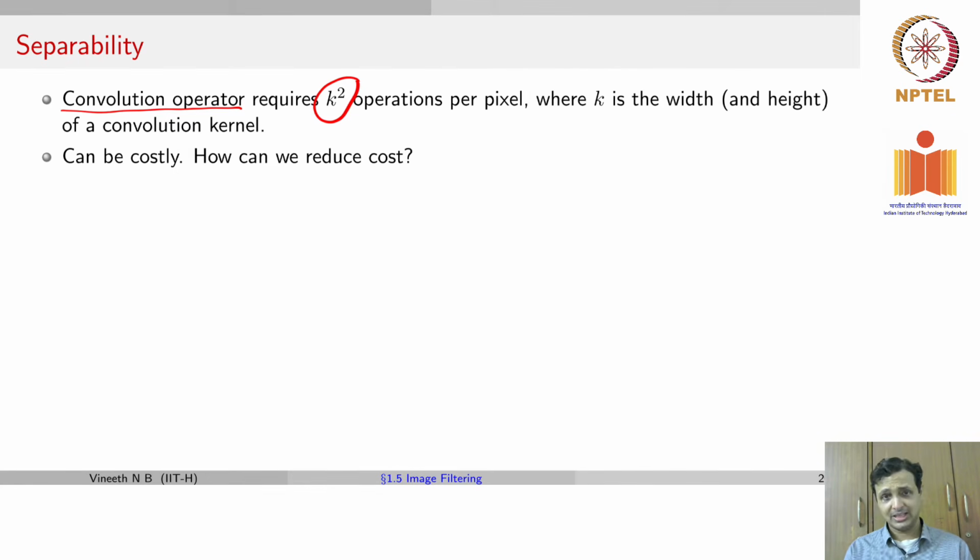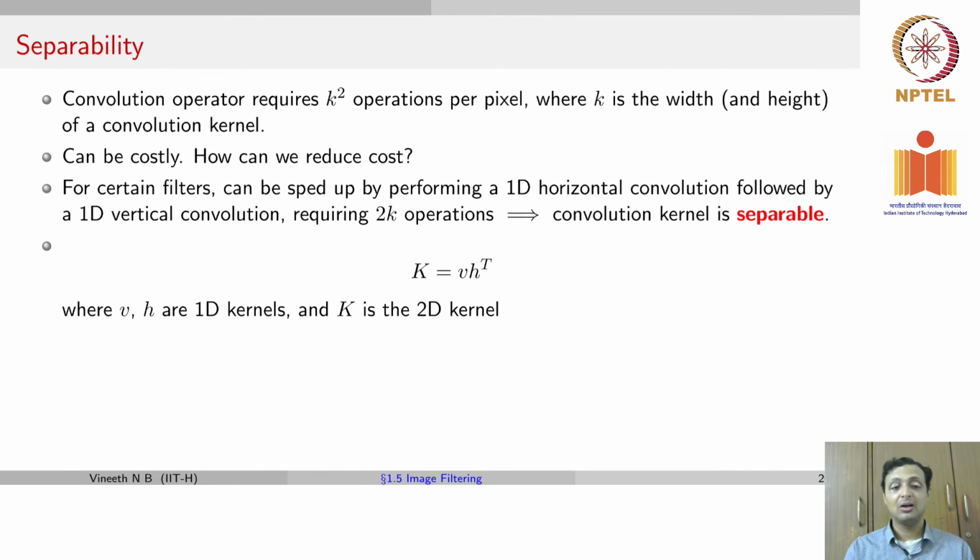How do we reduce cost? Can we do something to reduce the cost? It happens that in certain cases you can. For certain kinds of filters, you can speed up the convolution operation by first performing a 1D horizontal convolution followed by a 1D vertical convolution. So you first convolve along each row.